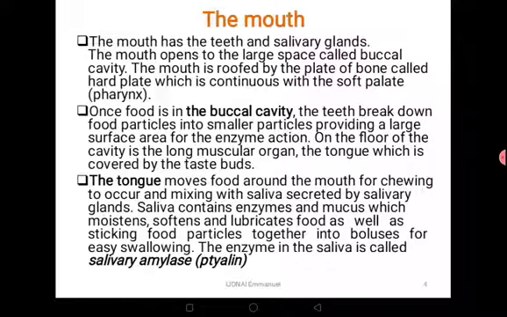So the tongue moves food around the mouth for chewing to occur and mixing with the saliva secreted by the salivary glands. Saliva contains an enzyme or enzymes and mucus which moistens, softens, and lubricates food, as well as sticking food particles together in boluses or round things for easy swallowing. The enzyme in the saliva is called salivary amylase. Sometimes it's called ptyalin.